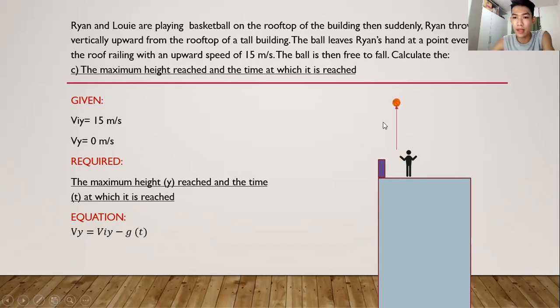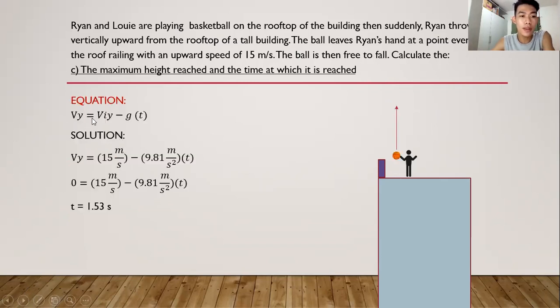Bali, i-identify natin yung maximum height na na-reach ng ball pagka-release ng ball sa kamay ni Ryan, at saka yung time kung kailan niya na-reach yung maximum height. So we're gonna use this equation. Kamukha nga ng sinabi ko, pag na-reach na niya yung maximum height, yung final velocity, it becomes 0, kasi hindi na siya pwedeng tumaas.